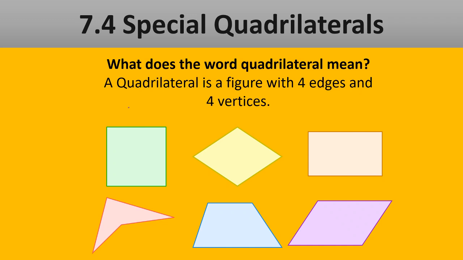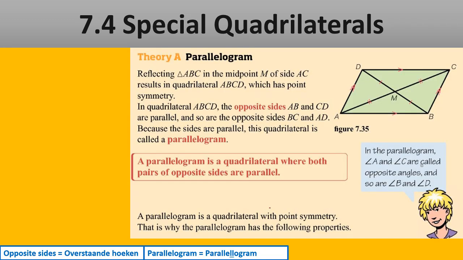Right, so these are all examples of quadrilaterals right here. And some forms we already know the name of, right? We know that this is a square, we know that this is a rectangle. Sometimes we have forms who don't have a special name by itself, for example this one. But we will see that certain quadrilaterals have their own names and properties. So let's start with one.